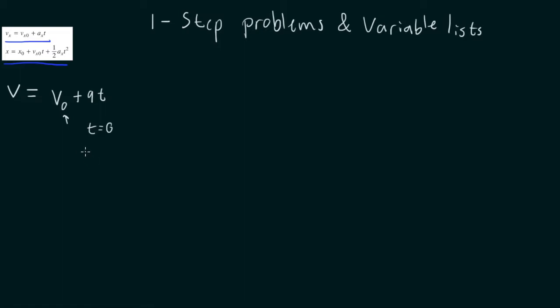But there are other variables, maybe something like F naught would be the force at mass equals 0. Something like that. So naught just means our initial condition, and you'll see that pretty frequently. So then we've got x equals x naught plus v naught t plus 1/2 at squared.